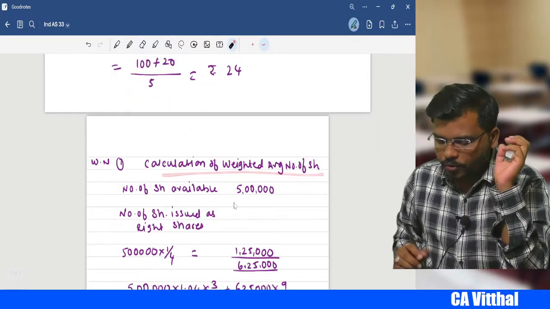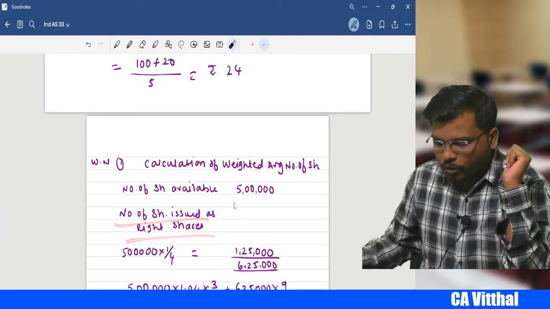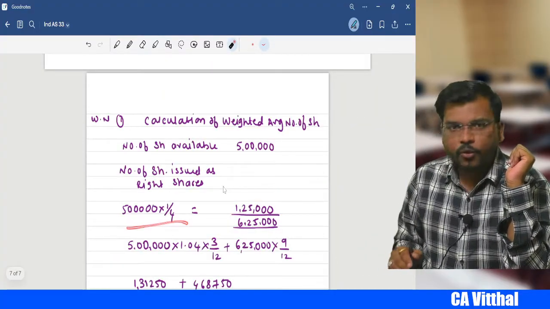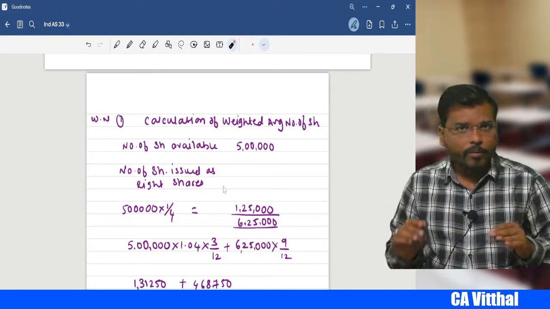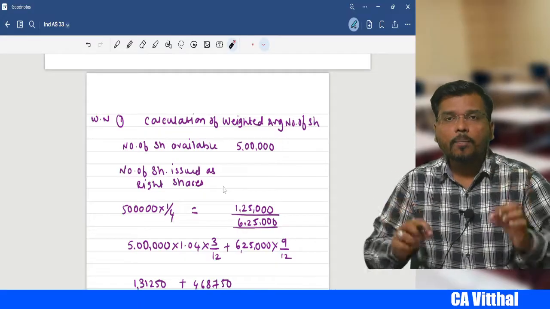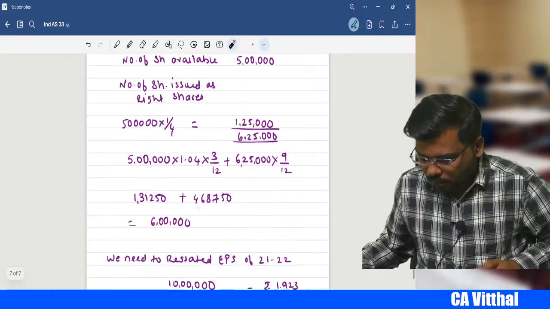Now we need to calculate what? Weighted average number of shares. How many shares were there before, sir? 5 lakhs. Number of shares issued on right, how much? 1 by 4, that is 1 lakh 25 thousand. So total shares become 6 lakh 25 thousand, but you should not take it as it is. We need to apply the right factor. Sir, how to apply the right factor? Please focus.